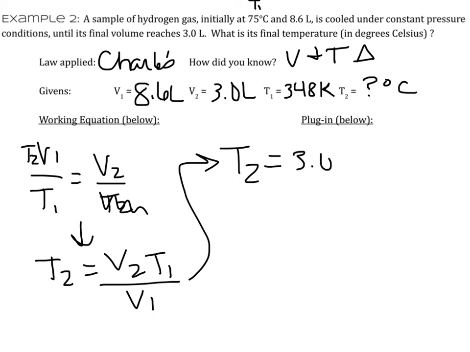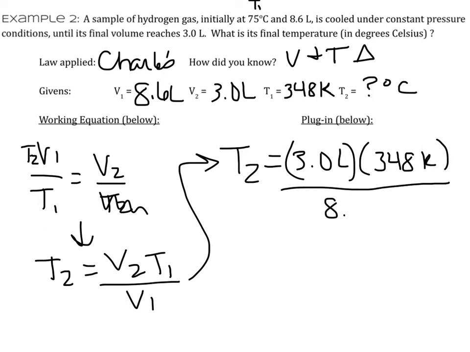So when you plug in your values, you get 3.0 liters times 348 kelvins divided by your initial volume of 8.6 liters. Okay, so this value comes out to be 121.395349. So we're going to round that to 120 if we're going to be using proper sig figs. But remember, look at your units. You've gotten rid of liters, but you have kelvins. So that means that this is 120 kelvins.